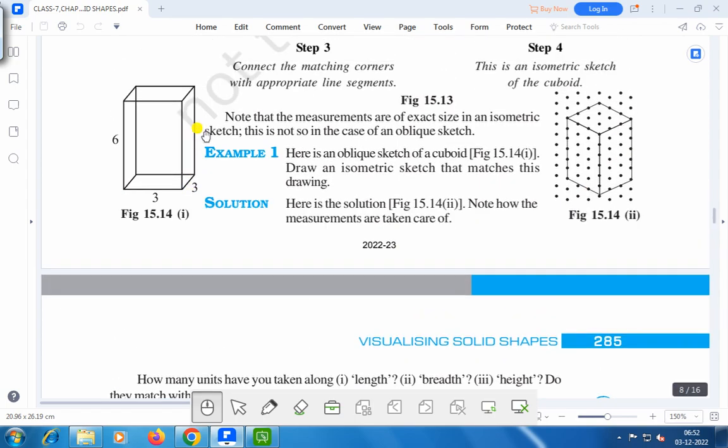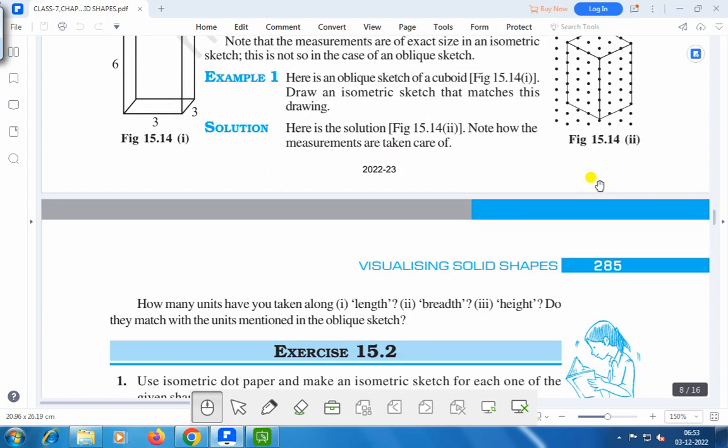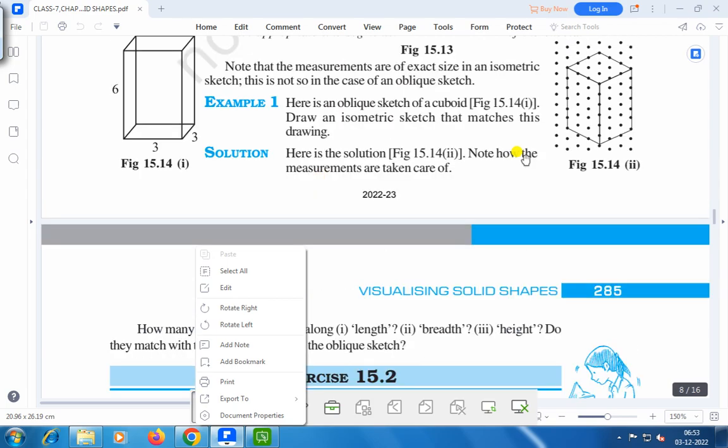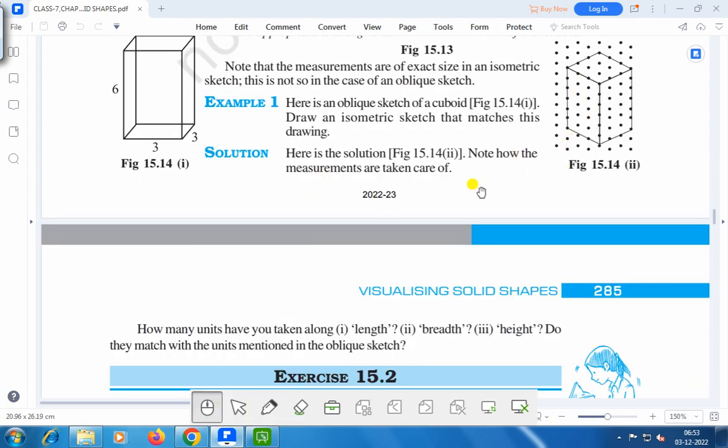This is an oblique sketch and these are isometric sketches. How many units have we taken along length, breadth and height? Do they match with the units mentioned in the oblique sketch? Yes, they do. With these isometric sketches, you can make various solid shapes.